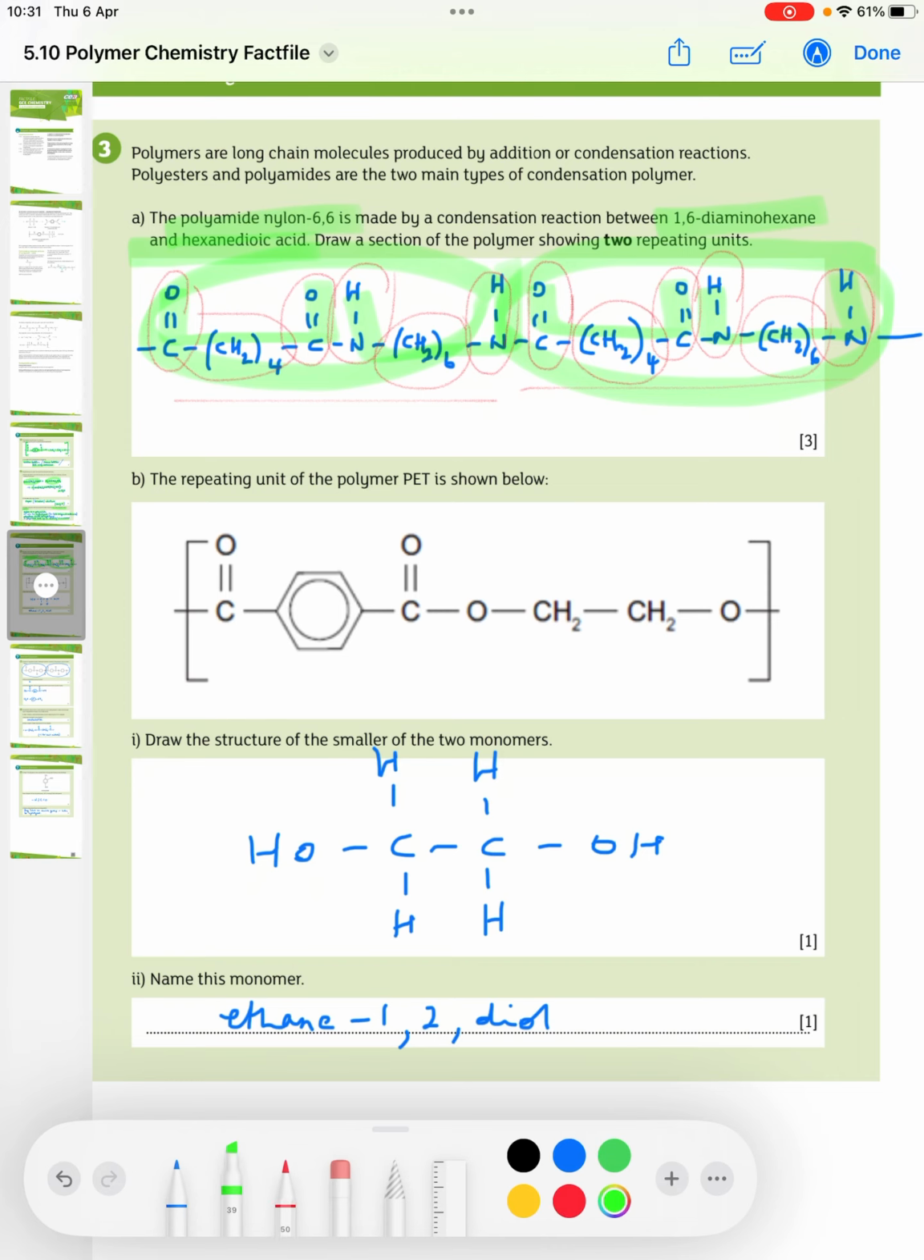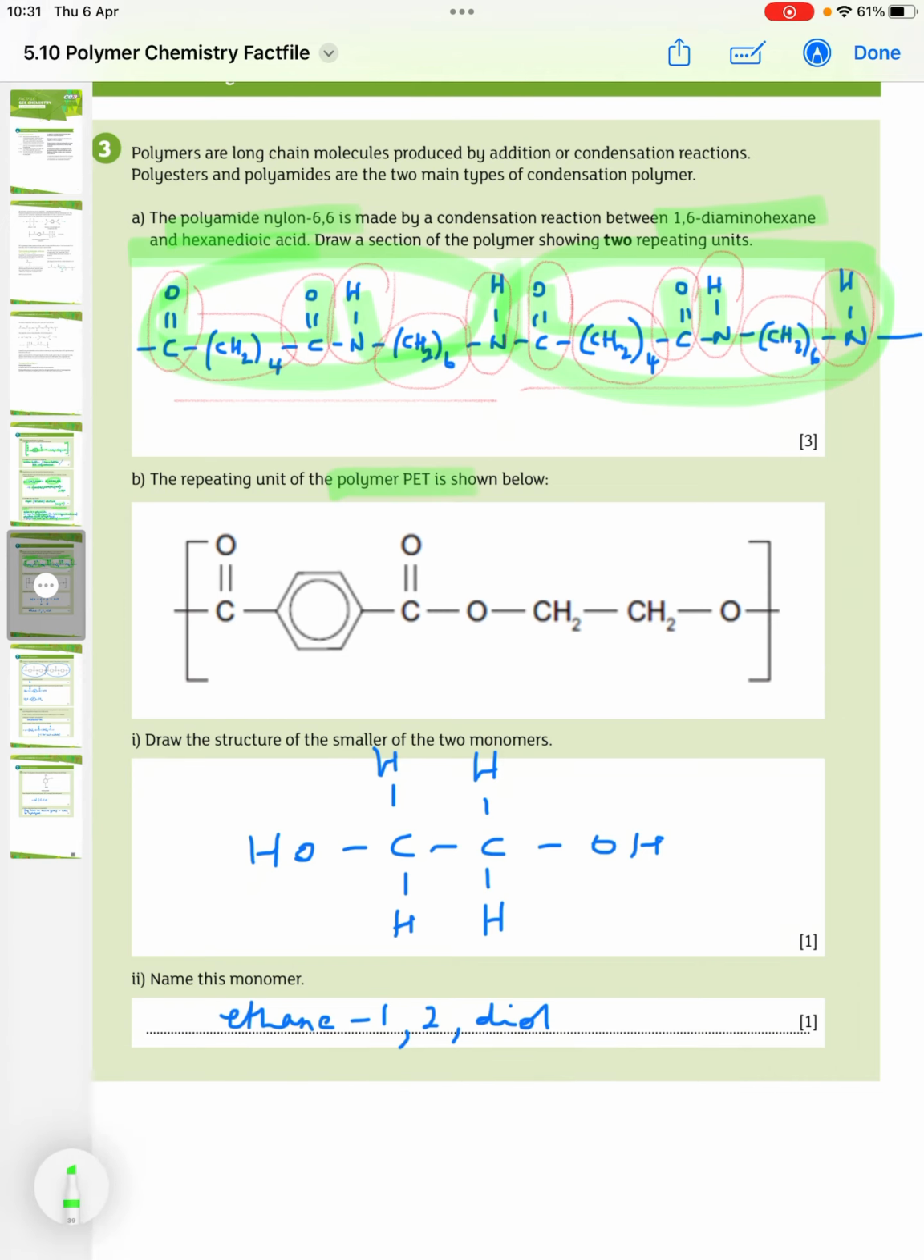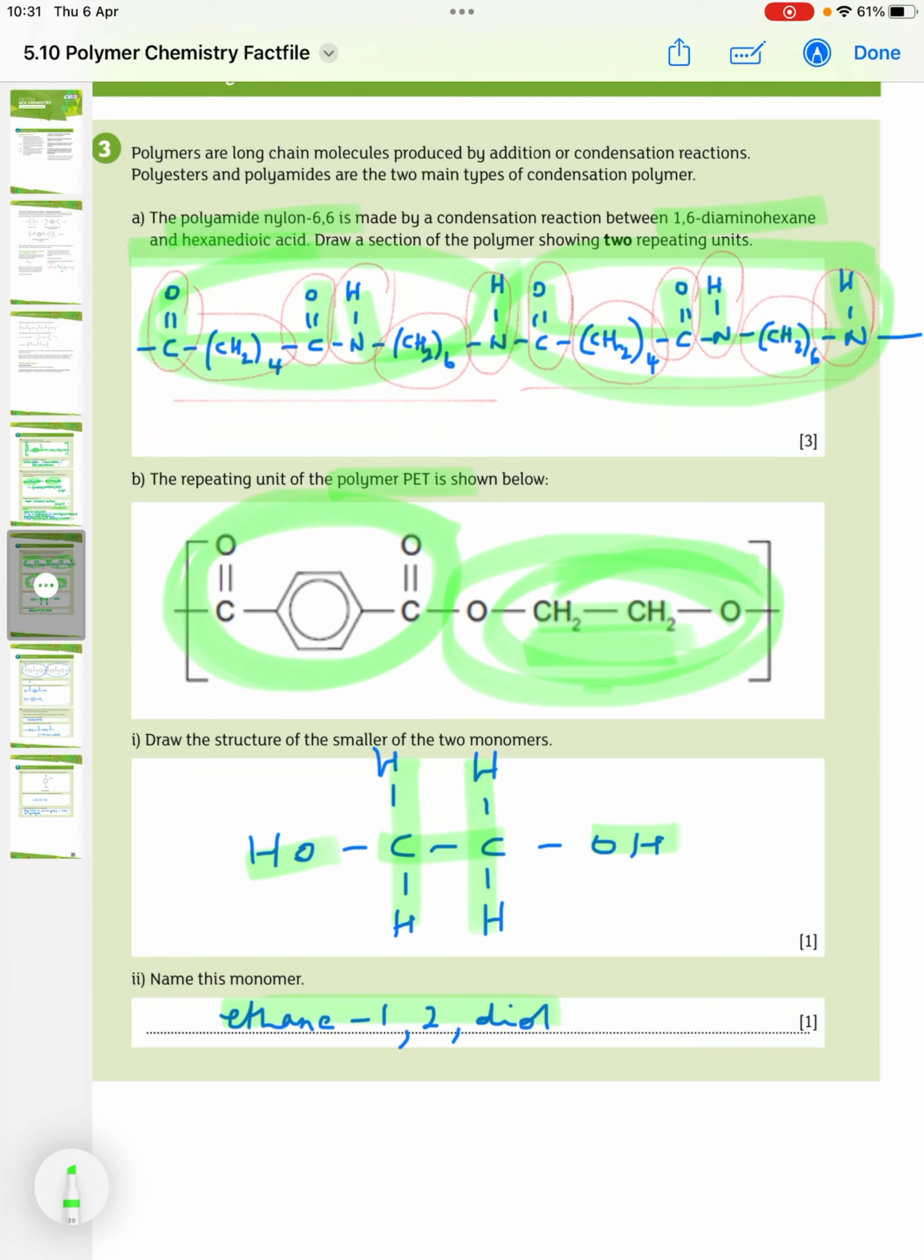Next we have the repeating unit of the polymer PET, and it asks you to draw the structure of the smaller of the 2 monomers. We're looking for the diacid and the other part, which would have been a diol. Obviously the one on the right is smaller. So we have CH2, CH2 in the middle, and then an OH each end. And name the monomer: it's ethane 1,2-diol.